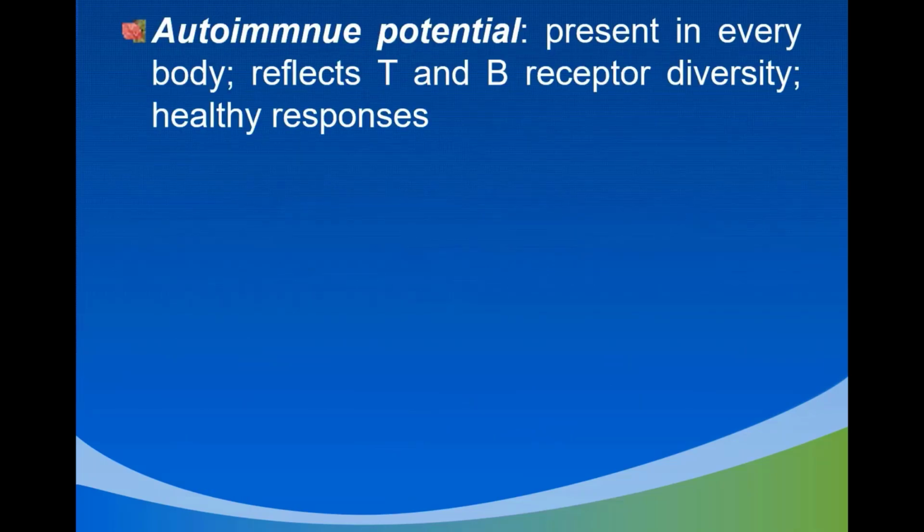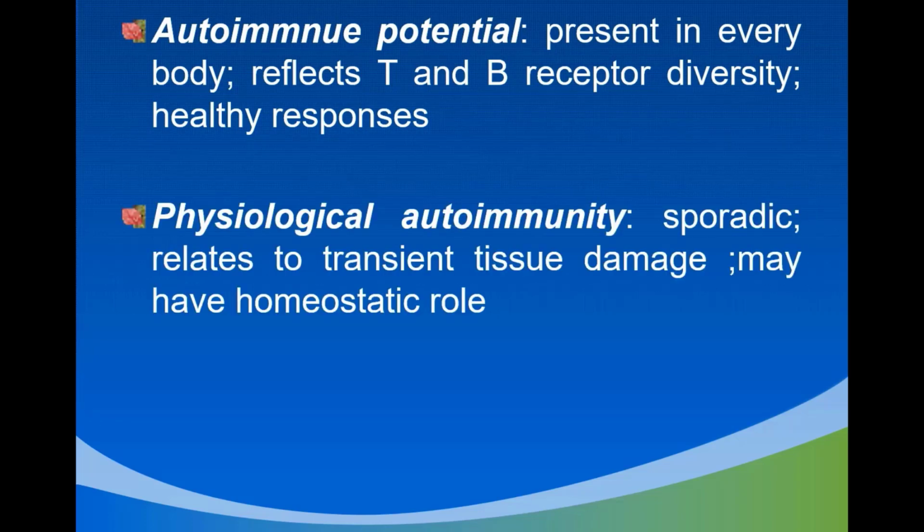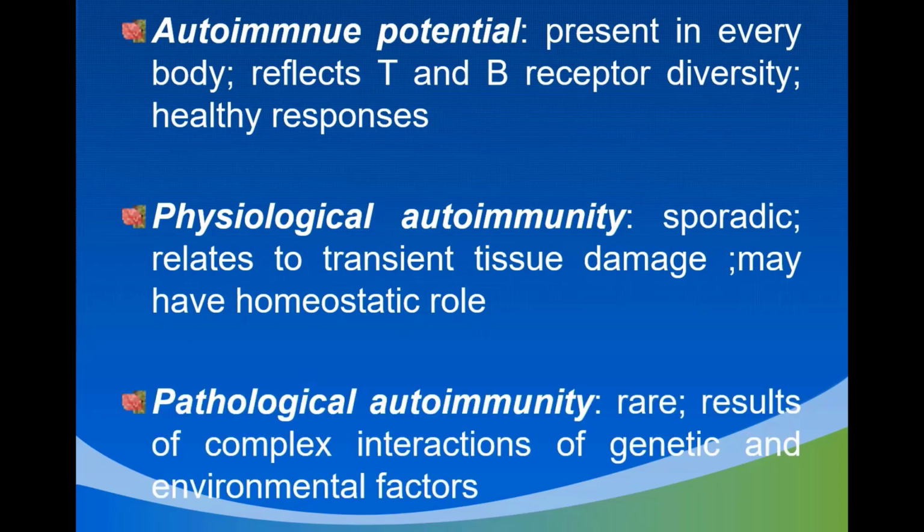Spectrum of autoimmune response. Autoimmune potential is present in every body, reflecting T and B receptor diversity: a healthy response. Physiological autoimmunity is sporadic, related to transient tissue damage, and may have a homeostatic role. Pathological autoimmunity is rare and results from a complex interaction of genetic and environmental factors.